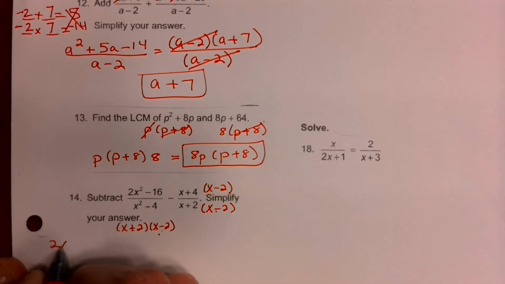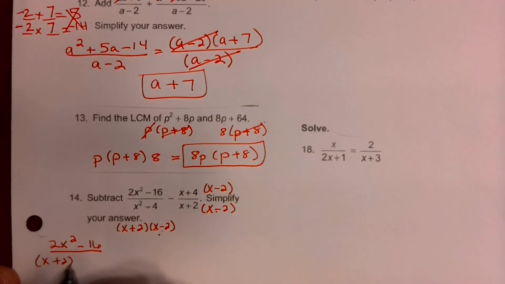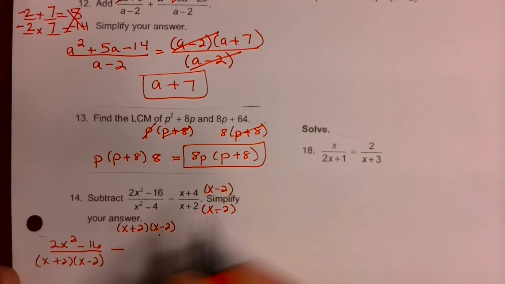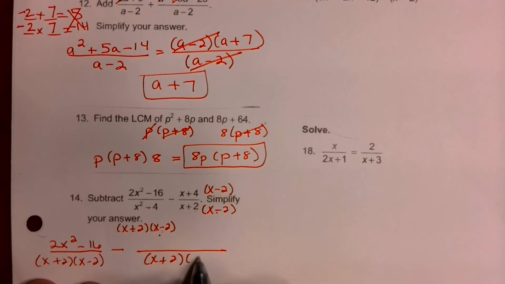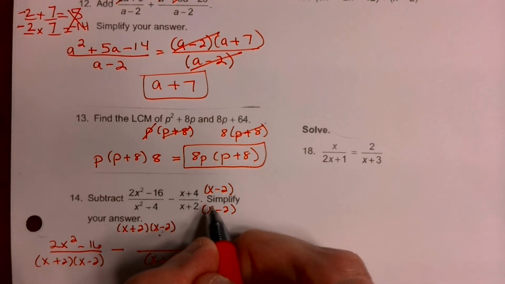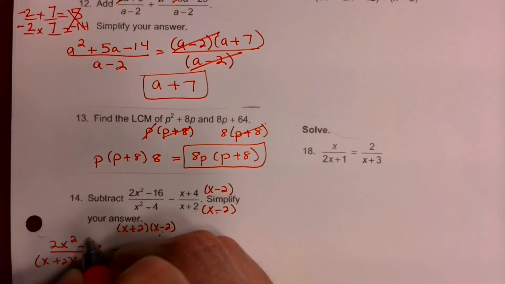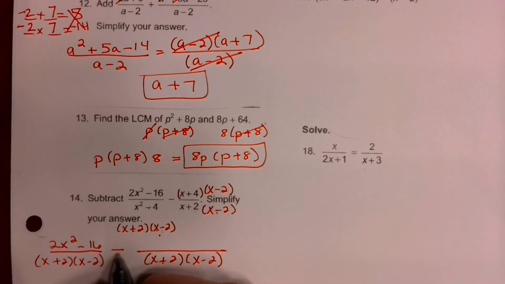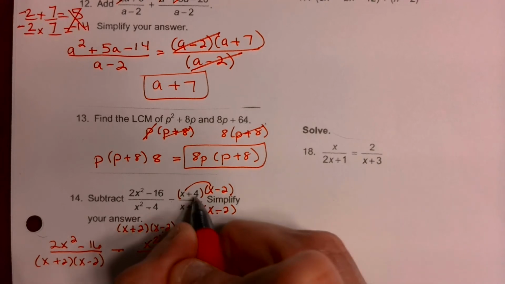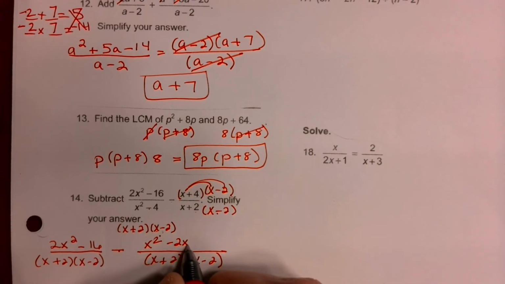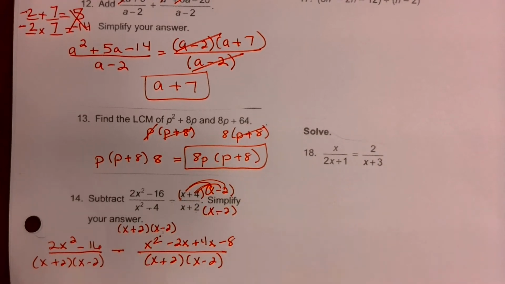I'm just going to leave it the way it is, 2x squared minus 16 over x plus 2, x minus 2, minus, and then I have the bottom here, x plus 2, x minus 2. And now I'm going to look at the top here. And I'm going to actually multiply these out because I'm going to have to combine them over here with these. So I'm going to leave this a minus here and not worry about that yet, but multiply these. So x squared minus 2x plus 4x minus 8.